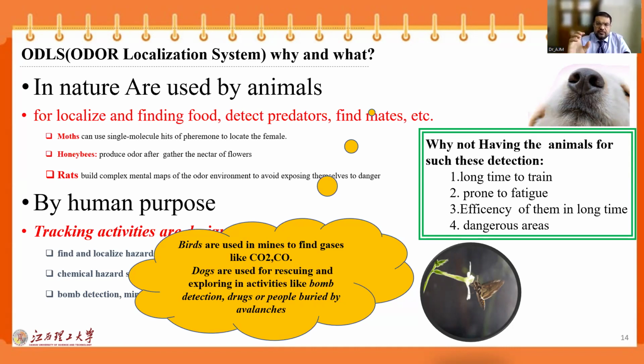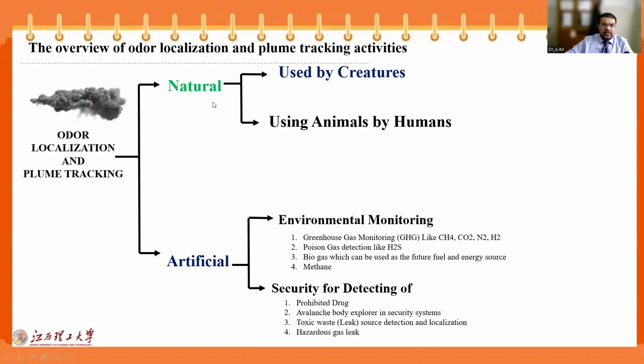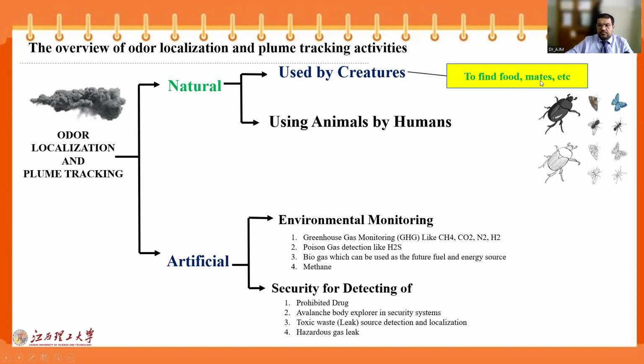the application of the odor tracking system and the systems which we have used all engage the minds of researchers to think about this and build a system in such a way that can help humans rectify the problem of smelling. Here I categorize the odor localization and plume tracking activity into natural and artificial ones. For the natural one, we are using creatures with the aim of finding food, mates, etc.